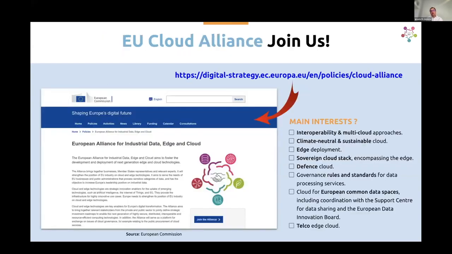Well, I think that one important message here is that we would like to invite you to join this initiative. You have here the URL where you can apply. If you are interested in any of these aspects that you have in this slide, like interoperability, multi-cloud approaches, climate neutral sustainability, edge deployment, showing cloud stack, defense cloud, rules and standards, European common data spaces, and telco edge cloud.